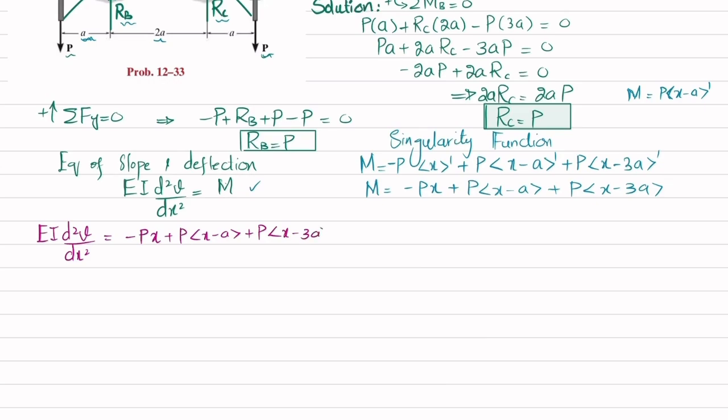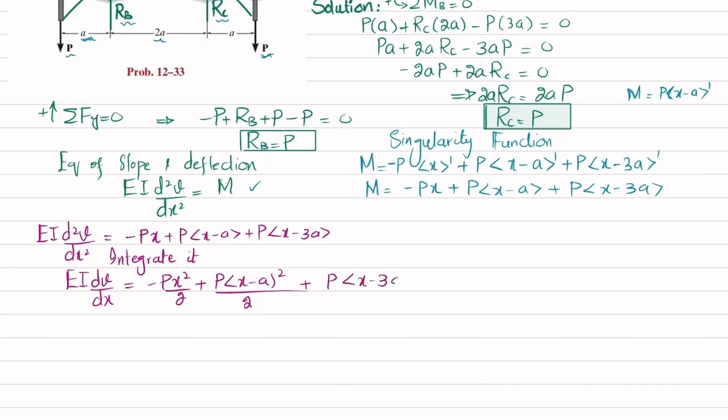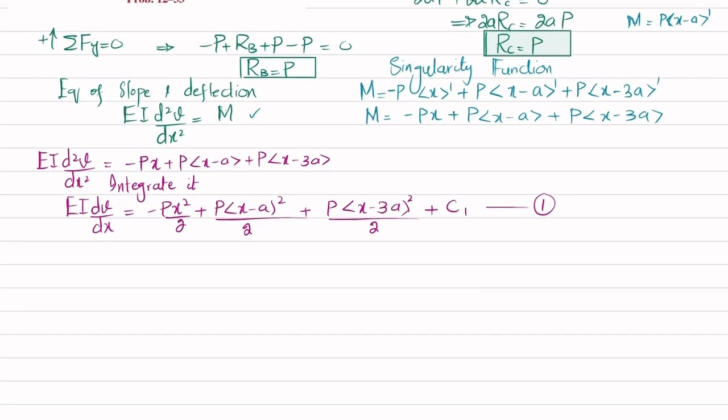Okay, so integrate it first. You will get EI into dV over dx will be equal to minus PX square over 2 plus P into X minus A power 2 divided by 2 plus P into X minus 3A square divided by 2, and there will be a constant of integration which will be C1. Let this be your equation number 1.